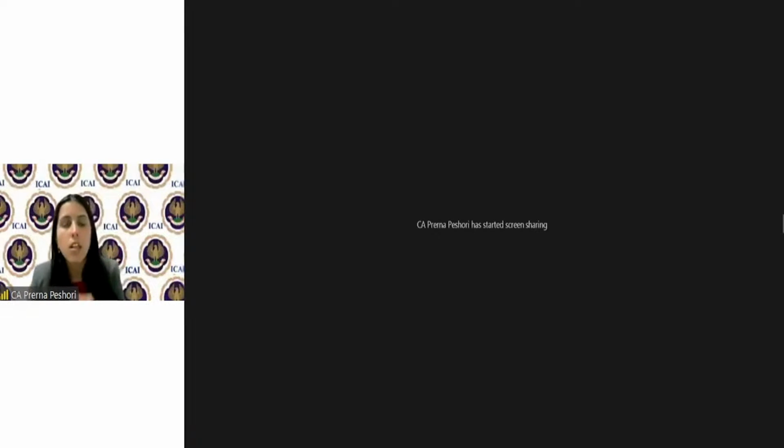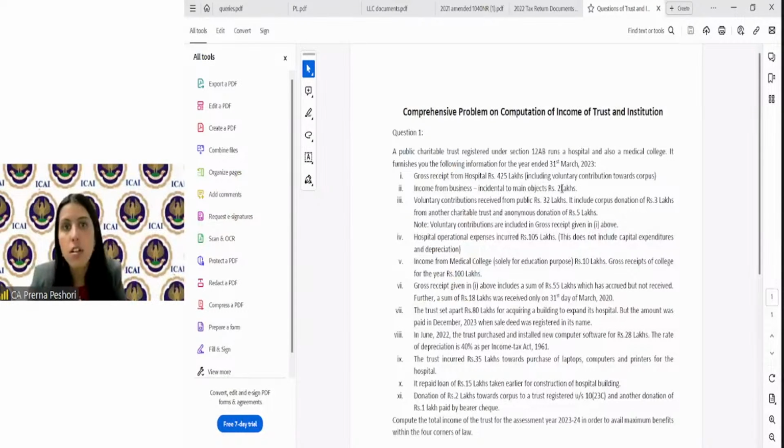Okay. So a public charitable trust, which is registered under 12AB, runs a hospital and also a medical college. It furnishes the following information for the year ended 31st March 2023. It should be 24 for this year. Gross receipts from the hospital, rupees 425 lakh, including the voluntary contribution towards the corpus. So what will happen to this 425 lakh?